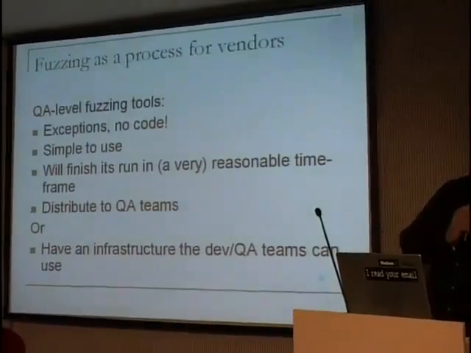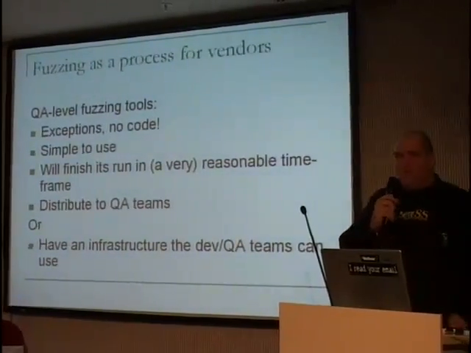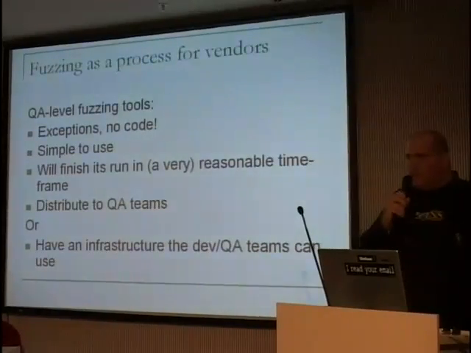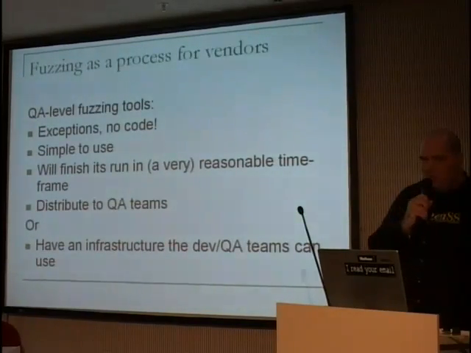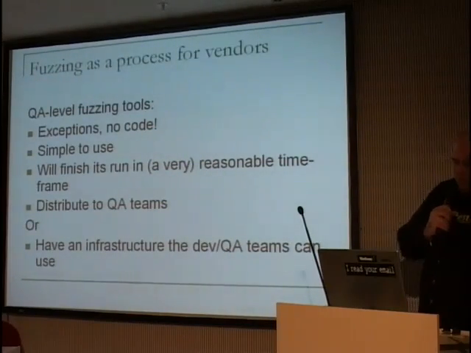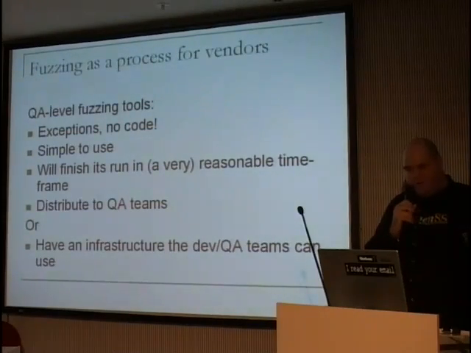Now, QA-level fuzzing tools, we need exceptions. We don't need code. We need to be able to jump up with a huge screen saying, there is a problem. In order to fix this problem, take this file, which saved the exception information, debugging information, whatever information you like, and send it to the development team. Do not look further. Click next. So, simple to use. It will finish its run in a very reasonable time frame, say tomorrow.